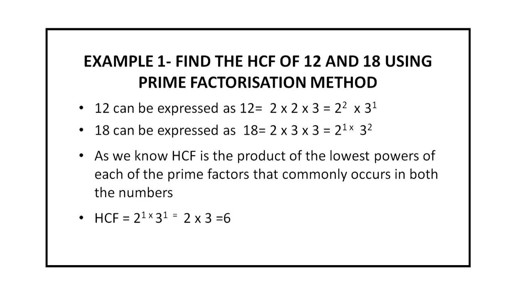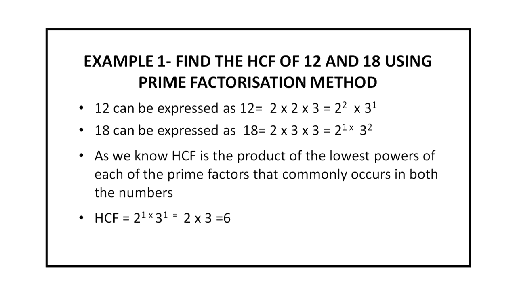Similarly, 18 can be expressed as 2 into 3 into 3, which equals 2 raised to 1 into 3 raised to 2. This is because 2 occurs only once and the factor 3 occurs twice.